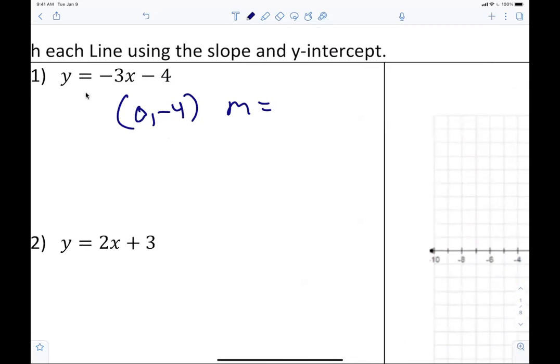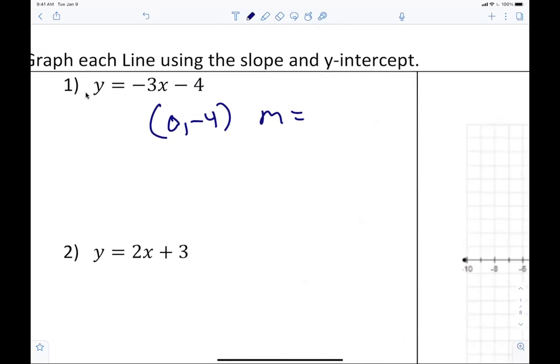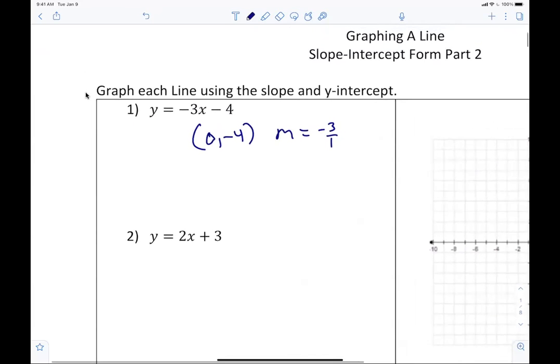Am I wrong? Oh, I'm on the wrong page. It's all right. Not a big deal. So the slope here for number 1 was what? Yeah, -3/1. Is everybody okay with that?